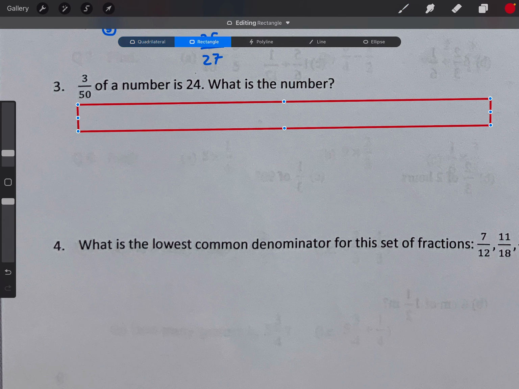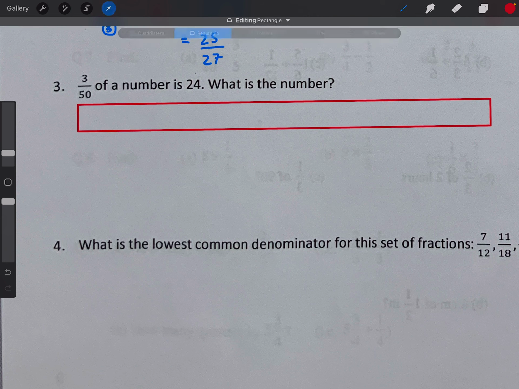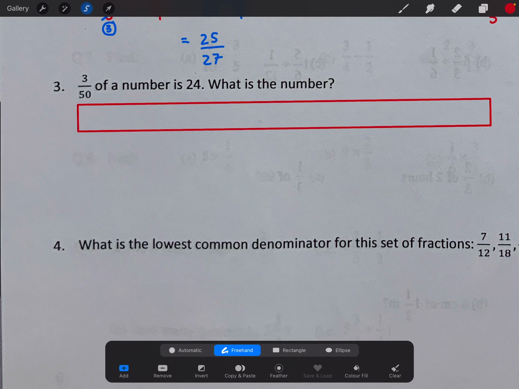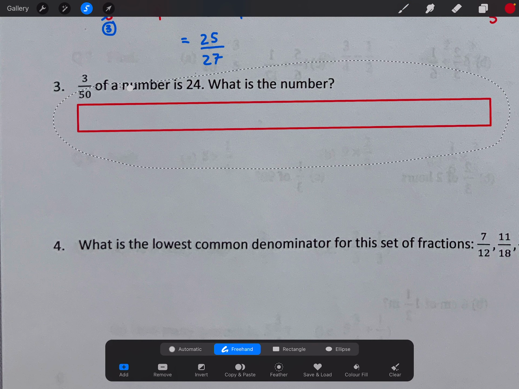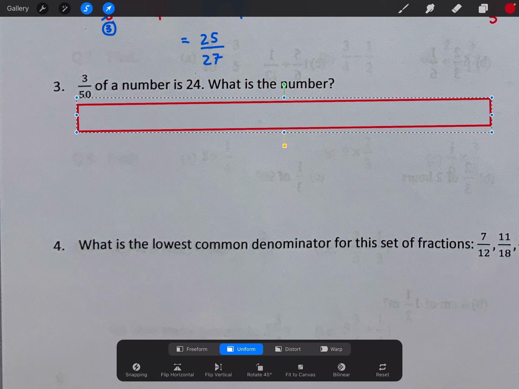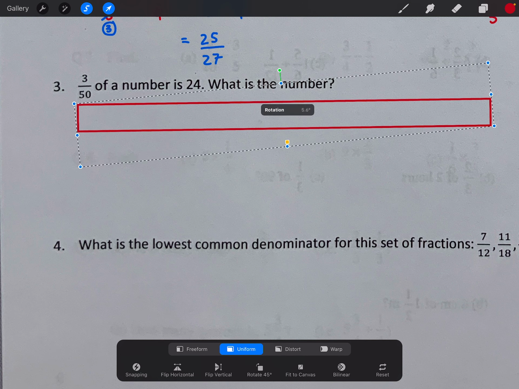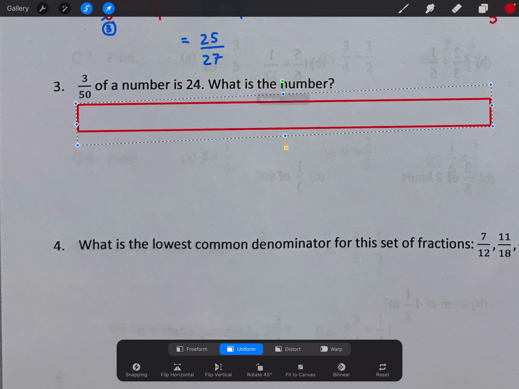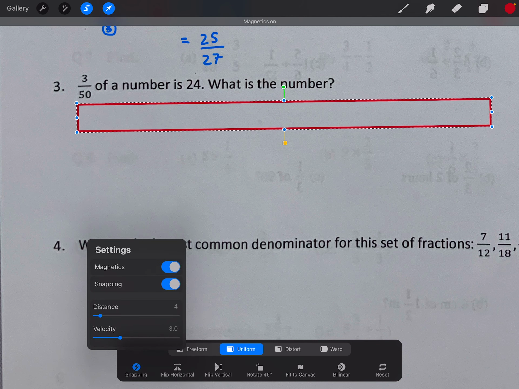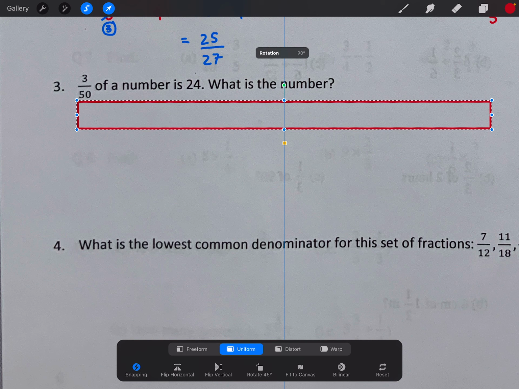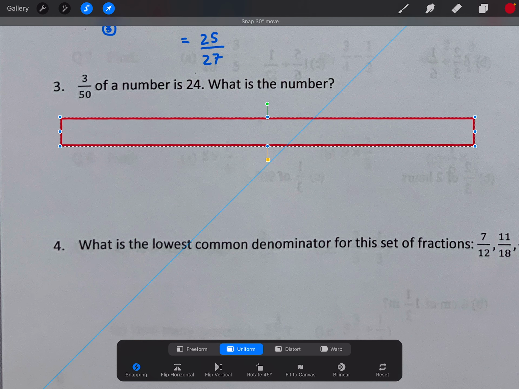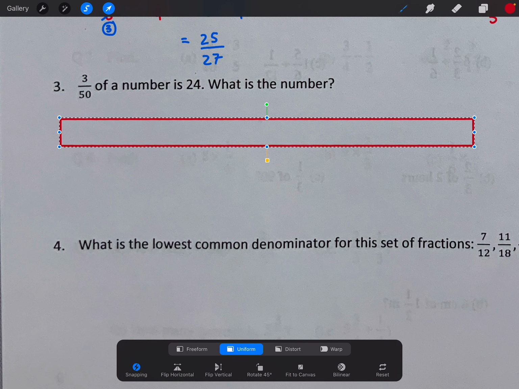Hopefully it turns into a rectangle. Yay! Okay, good. Nope. Let's just rotate this a little bit. Looks a bit off. Oh, come on. There we go. We have to do snapping, so it snaps into place. There we go. Now it's nice and horizontal. Okay, actually, whatever. Doesn't matter.